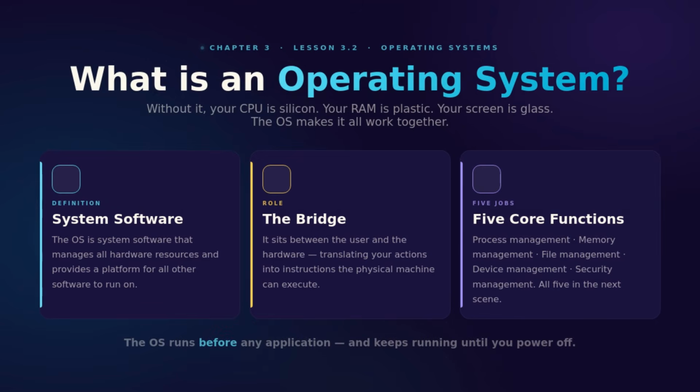Lesson 3.2 Operating Systems, and I want you to look at your phone or laptop right now. Without an operating system, your CPU is just silicon. Your RAM is just plastic. Your screen is just glass. The OS is what makes it all work together. 3 things to understand: what it is, what it does, the 5 core functions, and the different types you'll find in the real world. Let's start with the definition.